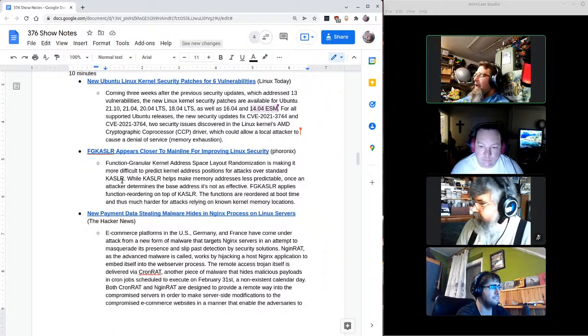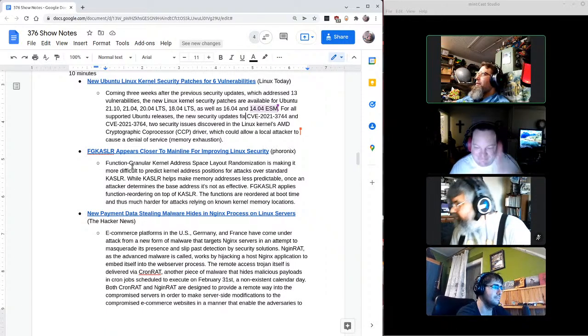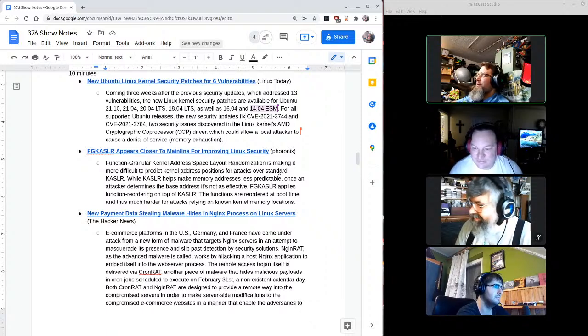Now, FGKASLR appears closer to mainline for improving Linux security. Function granular kernel address space layout randomization is making it more difficult to predict kernel address positions for attacks over standard KASLR. While KASLR helps make memory addresses less predictable, once an attacker determines the base address, it's not as effective. FGKASLR applies function reordering on top of KASLR. The functions are reordered at boot time and thus much harder for attacks relying on known kernel memory locations.